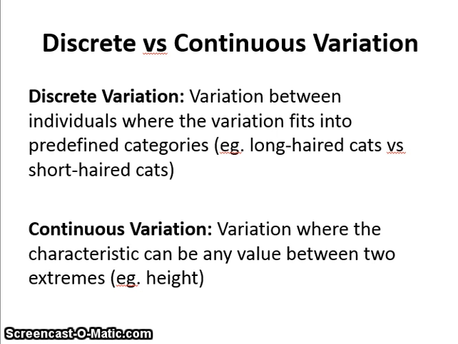The other possibility is continuous variation, where the characteristic can be any value between two extremes. The main example of this would be human height. Between the shortest individual who ever lived, who was about 61 centimeters tall, all the way through to the tallest individual who ever lived, who was about 270 centimeters tall, we can be any height between those two heights. We don't have to fit into either 150 or 160 or 170. We can be any value we like between those two extremes. And that's what we mean when we say continuous variation.